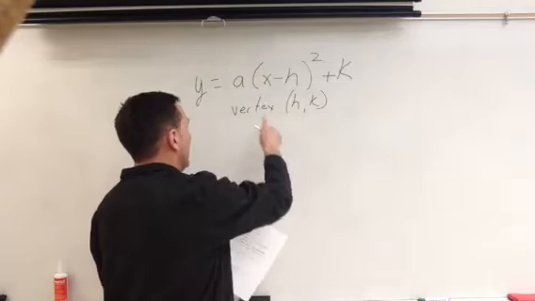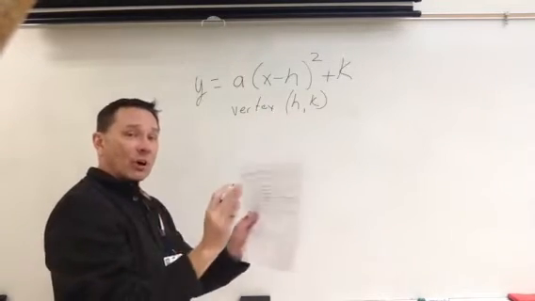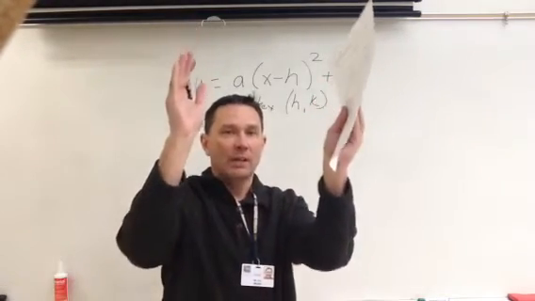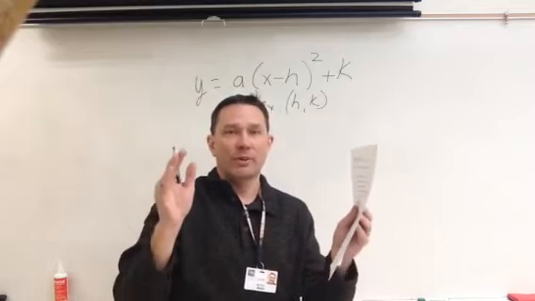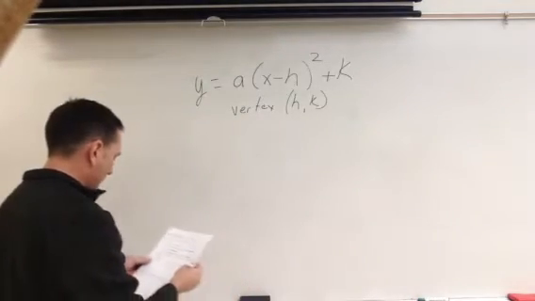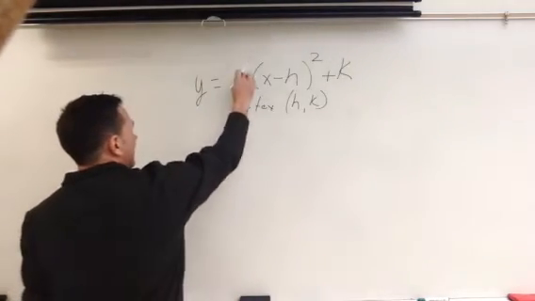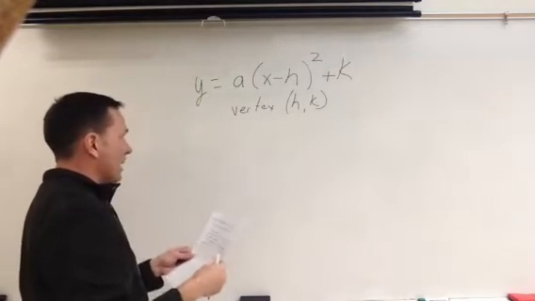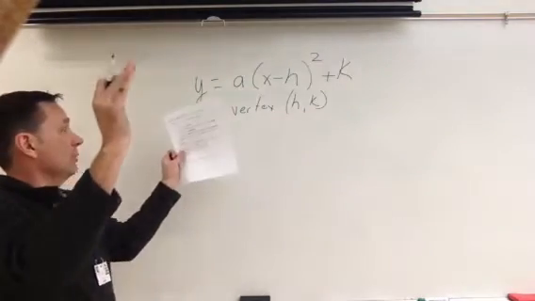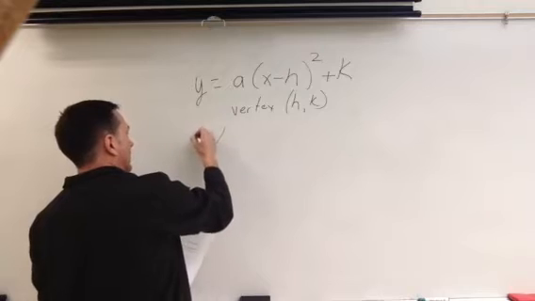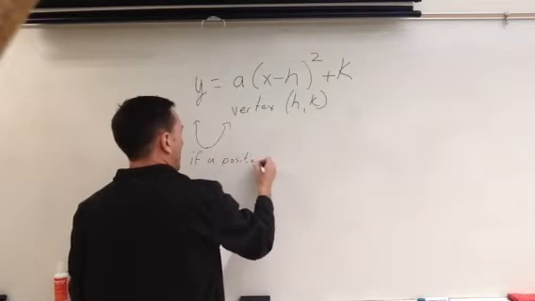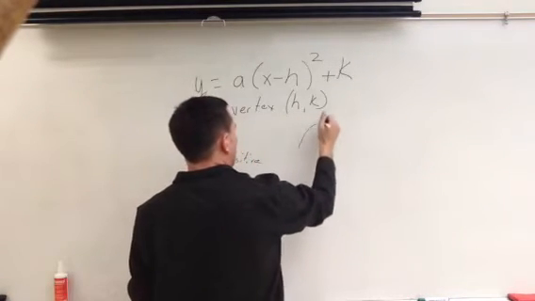Very important point. The a value will determine how wide or how narrow the graph is. The bigger the number, the steeper the graph. The smaller the number, like going from 3 to 1 to 1/2 to 1/4, the wider it's going to be. It's going to expand it out. So again, if this a value is positive, it is going to open up and it will have a minimum point here. So this is if a is positive. If it's negative, it'll have a maximum point.